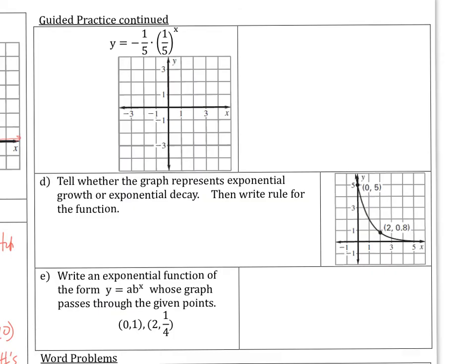Okay, for this exponential function, I'm going to again graph the graph we're going to compare it to. So y equals 1/5 to the x power. Again I'm going to use the point (0, 1), and (1, 1/5). Okay, so this is the original graph we would like to compare it to.